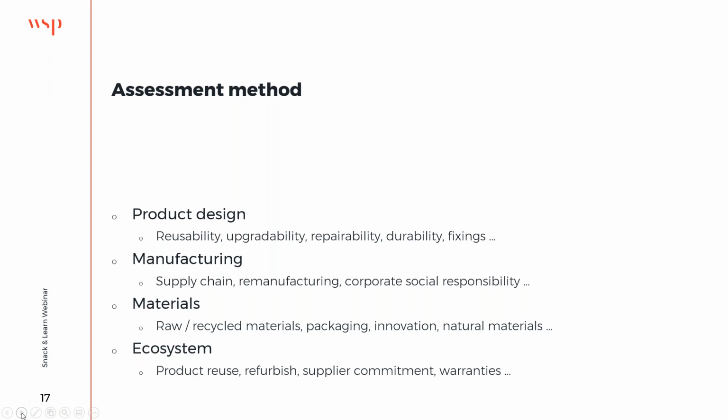If we look at materials, obviously we're looking at the quantity and percentages of raw materials against recycled materials within the product. We want to understand their packaging. What sort of packaging do they use? What sort of innovations do they bring to the whole production process, and how do they source and bring in perhaps natural materials within that? And then the last one is the ecosystem. So it's looking at how the product could be reused. So let's take the product back, let's refurbish it, let's upgrade it and put it back into the supply chain. What sort of supplier commitment exists for actually taking their products back at the end of use and upgrading them? And then what sort of warranties would be provided as part of that?